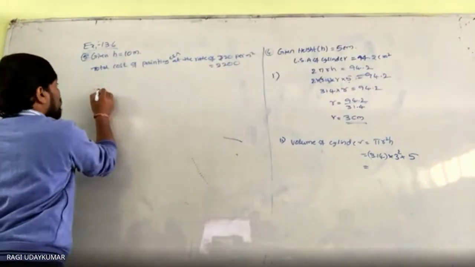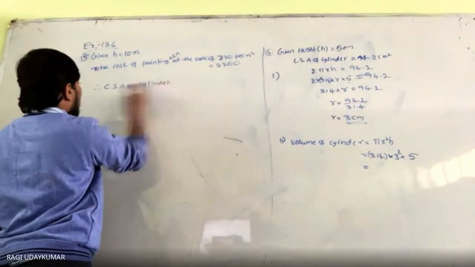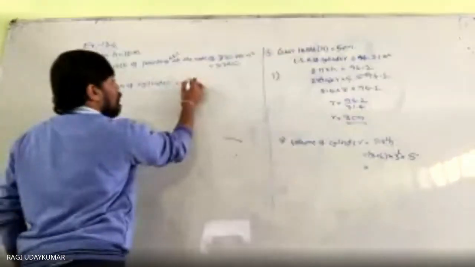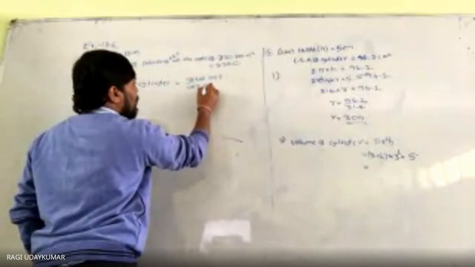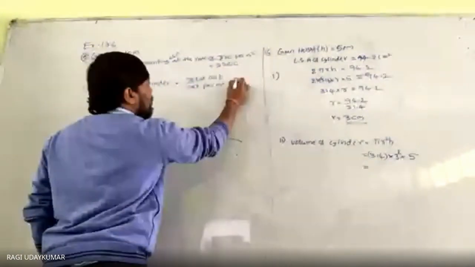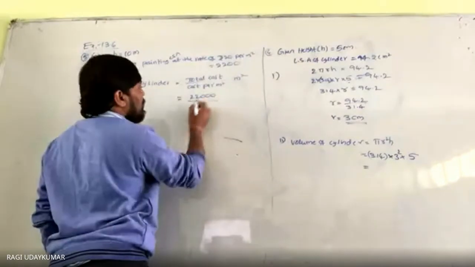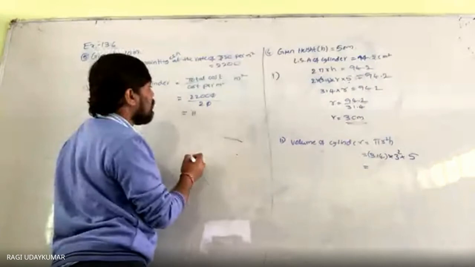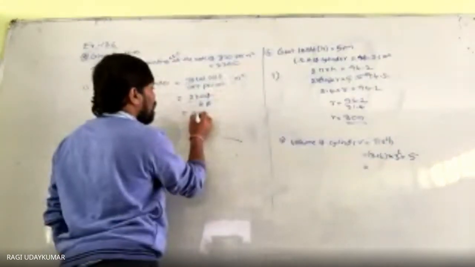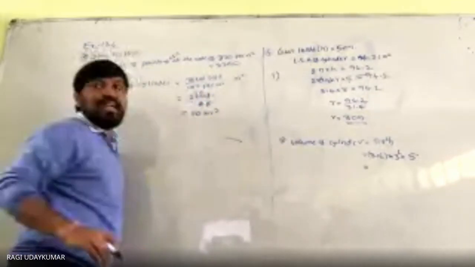So therefore, the curved surface area of the cylinder, which is the first part asking you to find, is equal to total cost divided by cost per meter square. So these many meter squares we are going to get. That is 2,200 divided by the cost per meter square, 20 rupees. So 110 meter square you are getting.